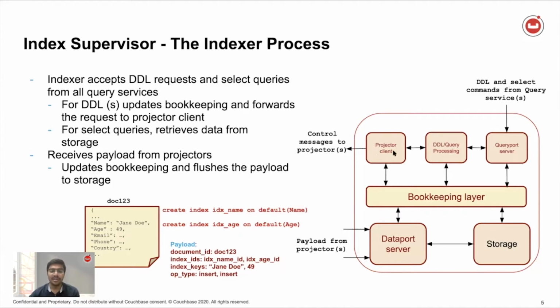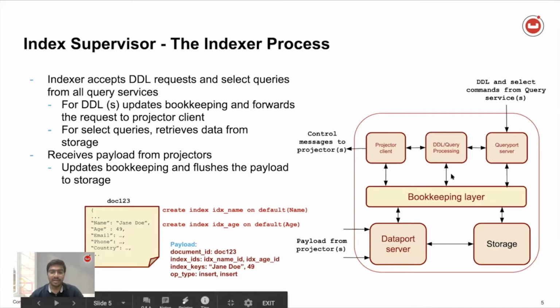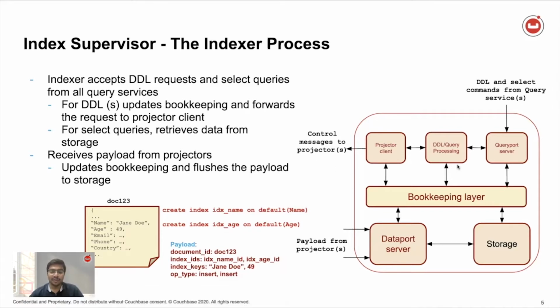For example, when a create index DDL is received, indexer would update its bookkeeping layer with information like the name of the index that is getting created, the bucket on which the index is getting created, and then the index definition. And it would forward a control message asking projectors to open DCP streams with the bucket on which the index is getting created. When a select query is received, indexer would retrieve the information that is relevant to the select query from the storage layer and respond back to the caller with the information requested.